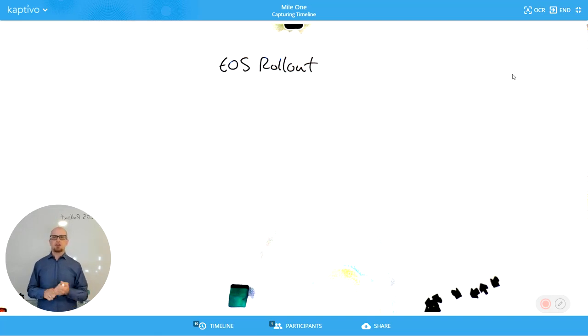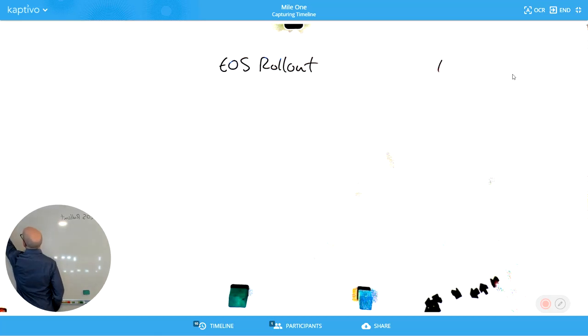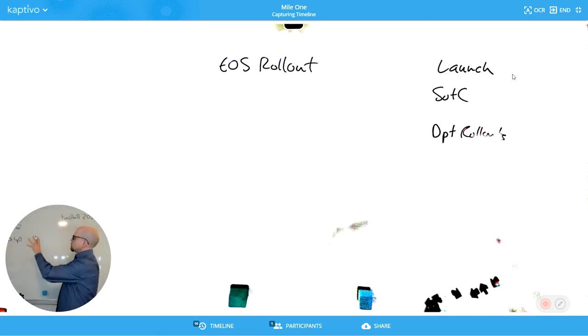There are two big things that we talk about when we are talking about the rollout. One is called the launch, and the second is called the state of the company. And then I lied a little bit, because there are really three, which is the department rollouts. So what I want to do is talk you through what each of these three things is, how it all fits together, and what you do with that.